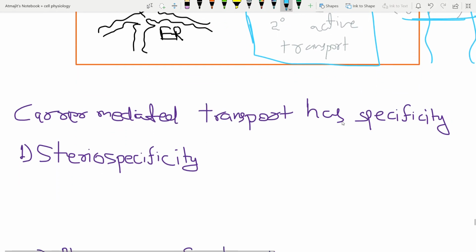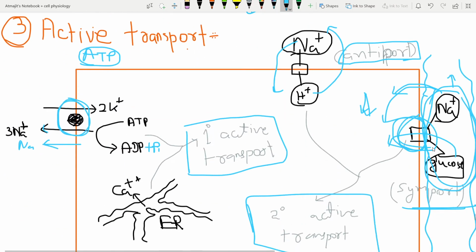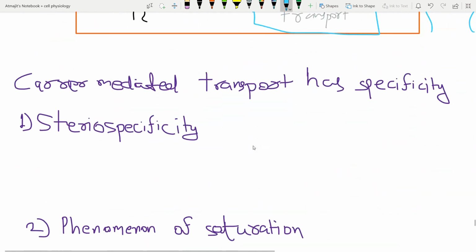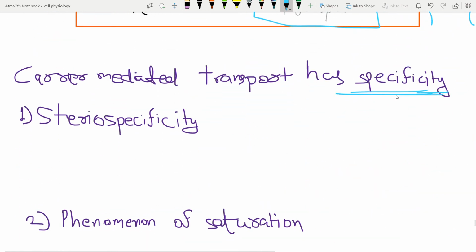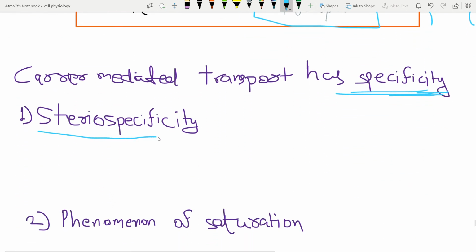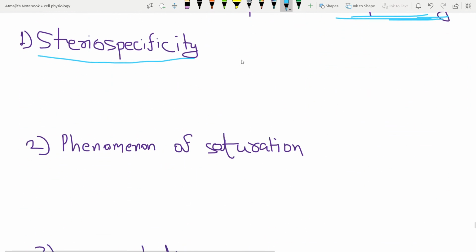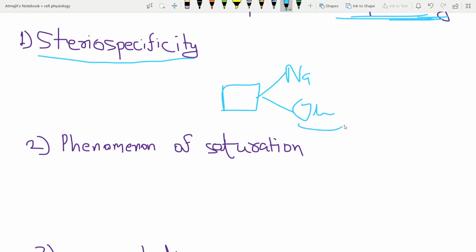Carrier mediated transport has specificity. Here we saw carrier mediated transport in all of these cases. We saw some specificity, like they have only specific characters. First specificity is stereospecificity. Here we know the sodium glucose transporter: one protein, here sodium, here glucose. Only glucose can bind to this symport, not other molecules. This is called stereospecificity.